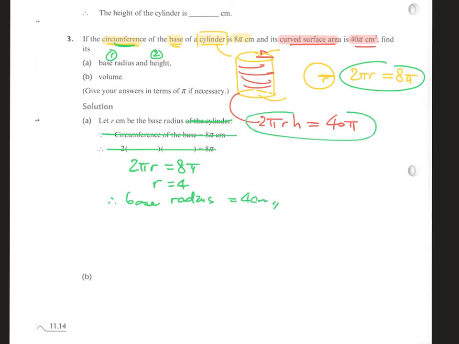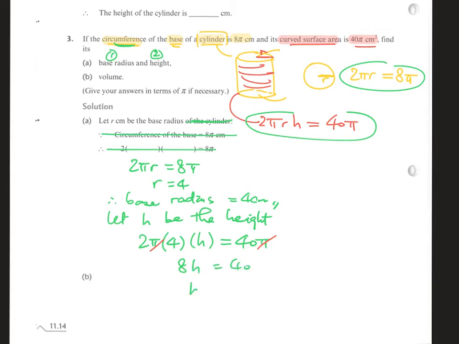Next, according to the second hint, you want to find the height. So I let h be the height of the cylinder. Whereas you have 2 pi, the radius is known already, h is not known yet, which is 40 pi. If you remember, I suggest you cancel the pi first. It's like canceling a letter when simplifying an expression. Next you have h equal to 40, so h is 5. And finally, you can state the height.